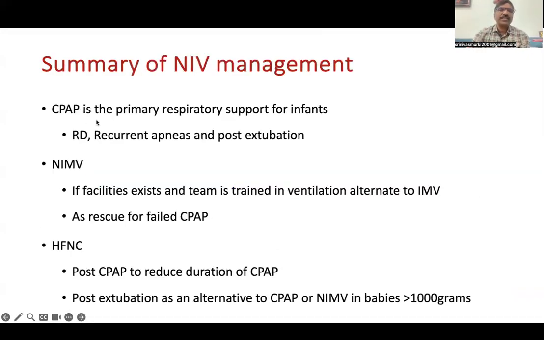So just to summarize, CPAP is the primary respiratory support for infant respiratory distress, recurrent apneas, and post-extubation. Nasal IMV is mostly used as a primary mode if you have facilities existing, but I would prefer bubble CPAP over nasal IMV. Nasal IMV we often use as a rescue or for failed CPAP. HFNC for more than 1 kg we can use after CPAP or after nasal IMV, and it can be an alternative for ventilation. If you're removing the baby from ventilation, then you can use nasal IMV post-extubation.